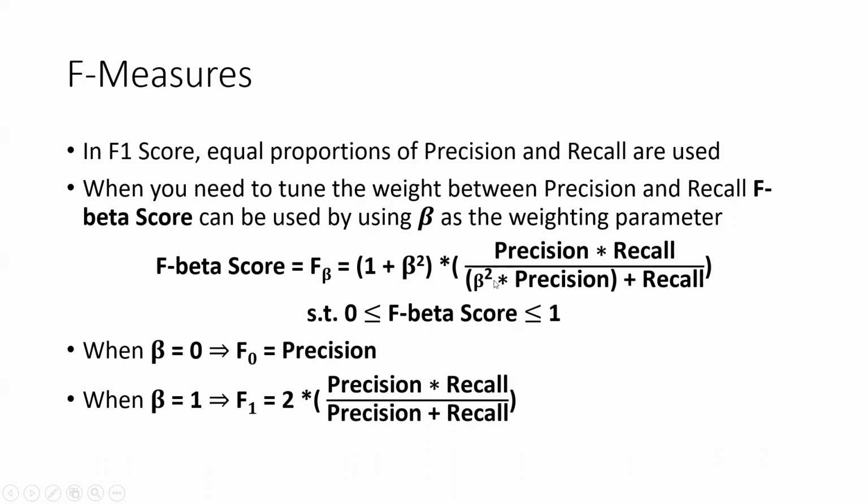You can calculate this F beta score using this formula, where the F beta score also lies between 0 and 1, right? So it is 1 plus beta squared, times precision times recall, divided by beta squared times precision plus recall. Right? With this formula, you can calculate the F beta score, where when beta is 0, you get the precision, or the F0 score. When beta is 1, you get the F1 score, which is 2 times precision times recall divided by precision plus recall. Right?